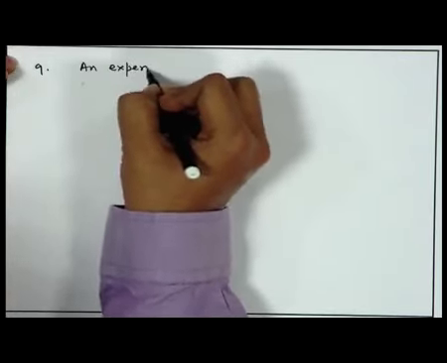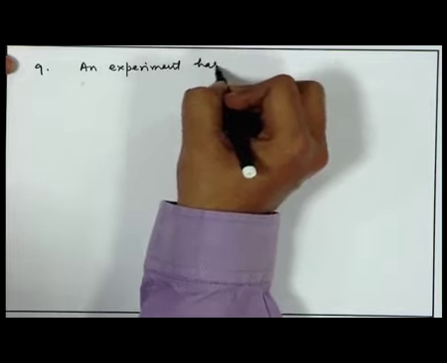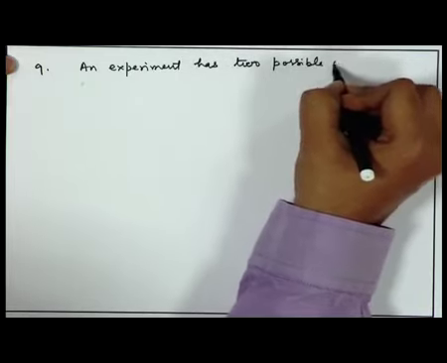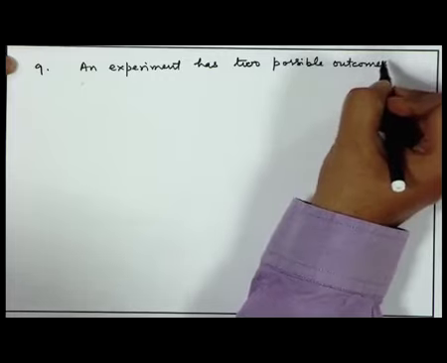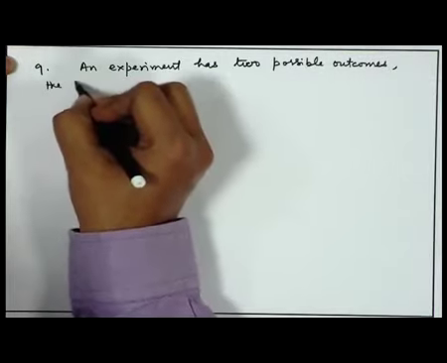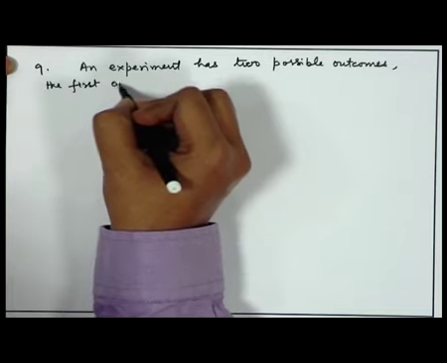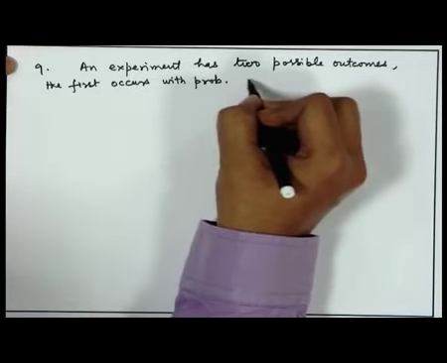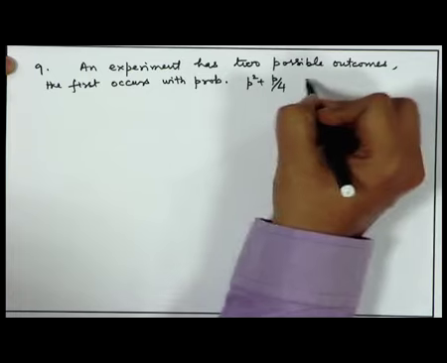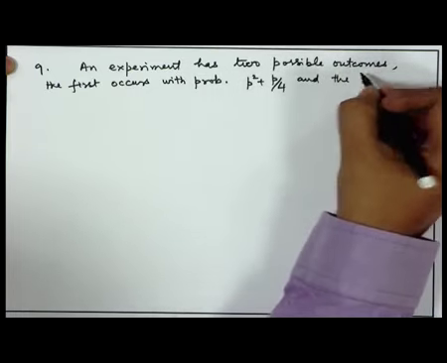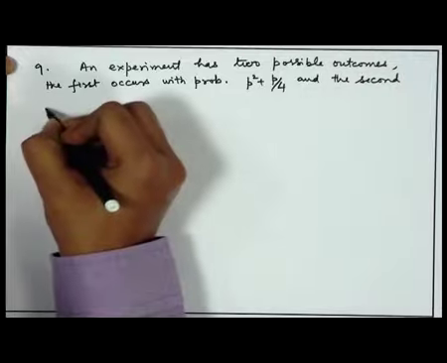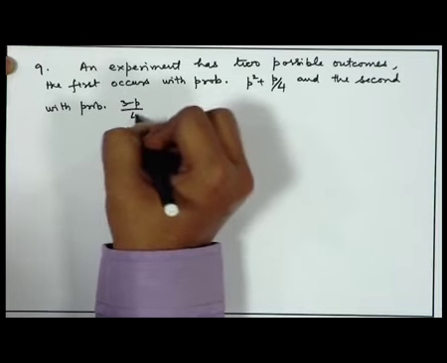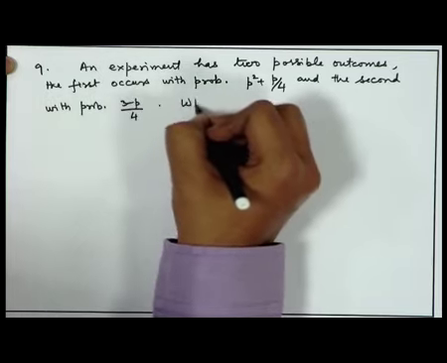An experiment has two possible outcomes. The first occurs with probability p square plus p by 4, and the second with probability 3 minus p by 4. What is the value of p?